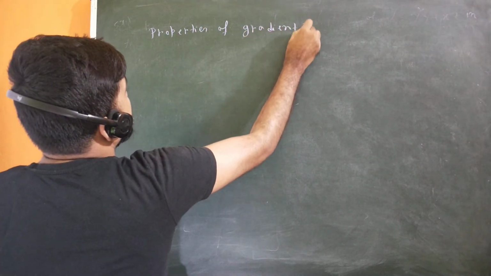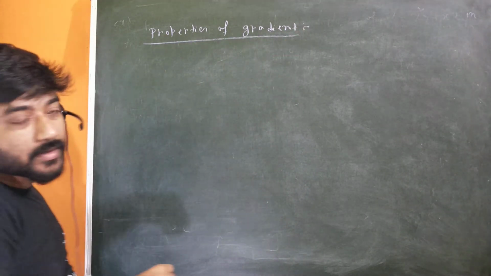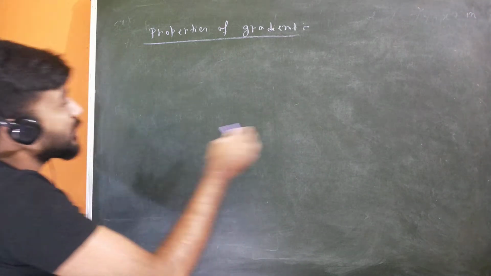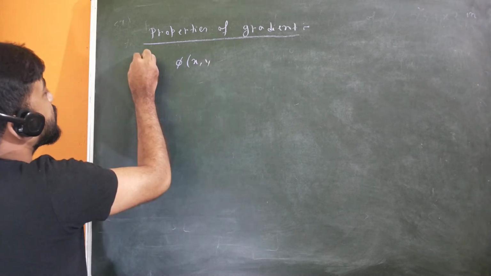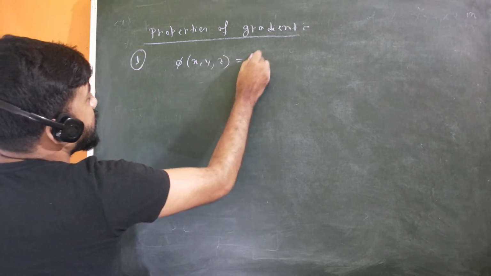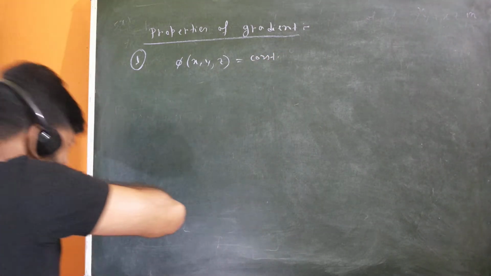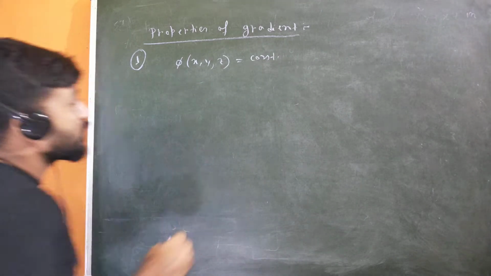So in the first property, I would like to discuss the direction of grad phi. Let me take a function, or level surface you can say, phi(x, y, z), this is property number 1, that is phi(x, y, z) is equal to constant.